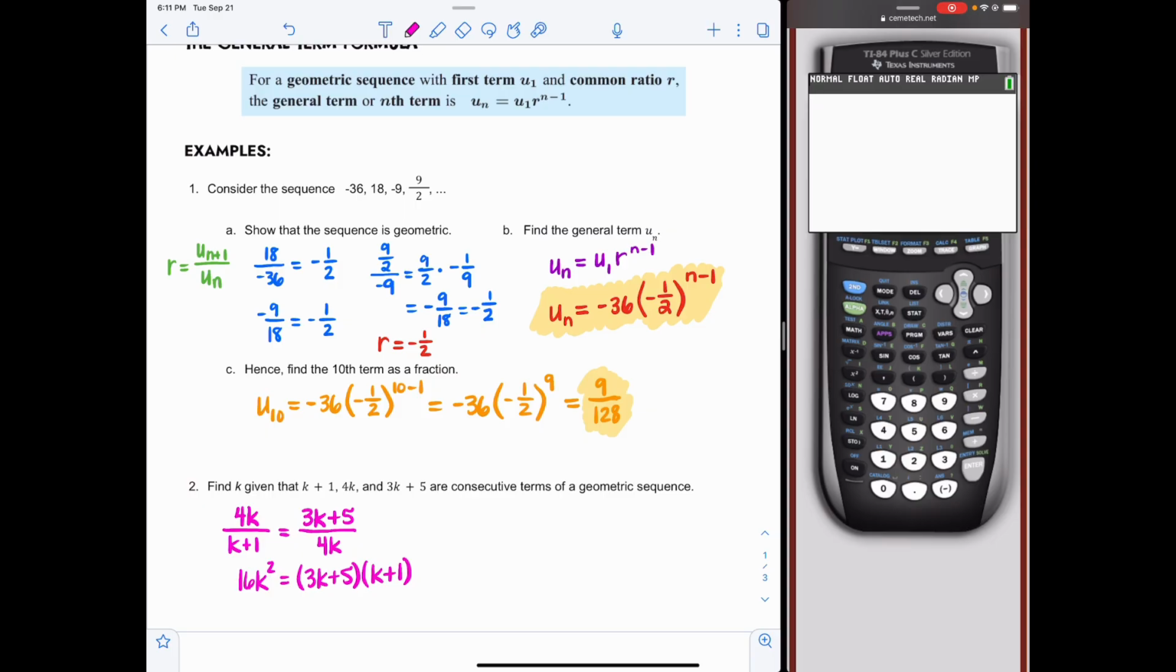So remember, anytime you solve an equation using the graphing calculator, you type in the left side into y1, and then you're going to type in the right side into y2. So I'm going to type in 16x squared. We don't put a k there. We use x in the calculator. And then we're going to have 3x plus 5 in parentheses times x plus 1. Once we do that, we can press graph.